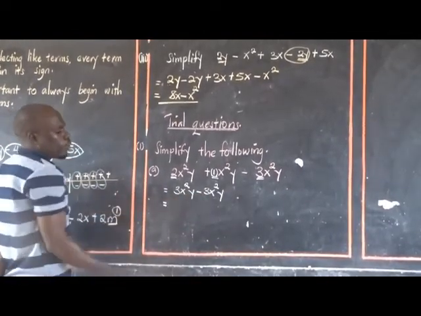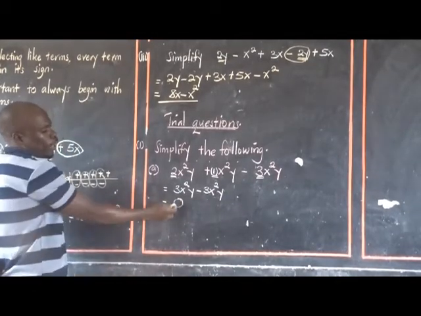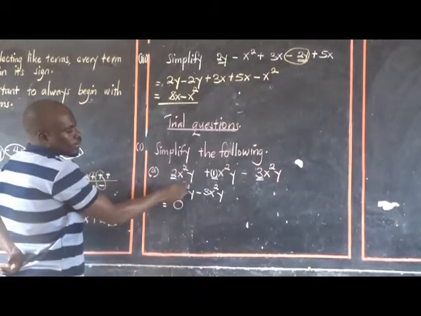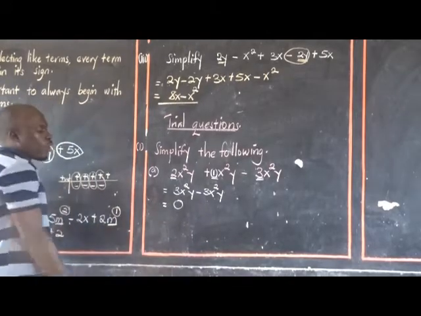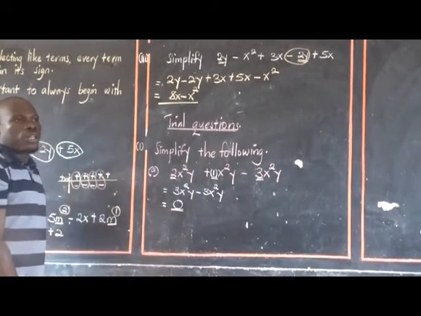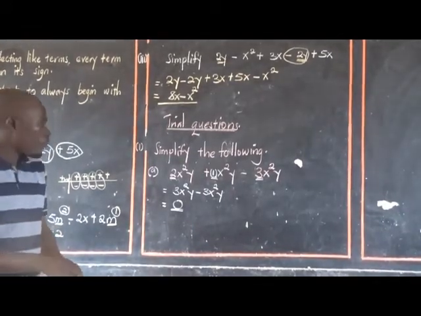3 minus 3, what does it give us? It gives us 0. Now, if we have the coefficient as 0, does it mean that we shall now write x squared y? Automatically no. When the coefficient is 0, then we neglect all the variables, and the final answer shall be 0.